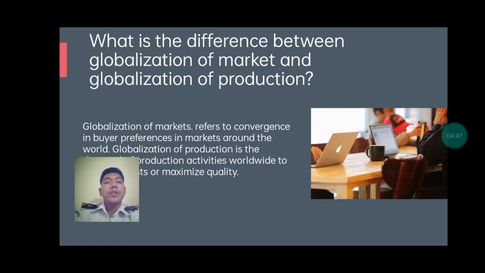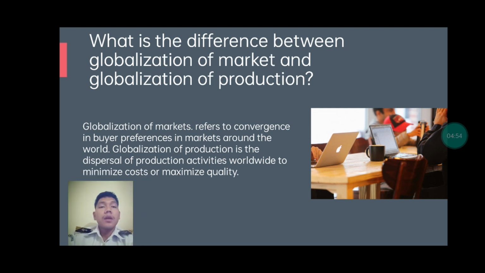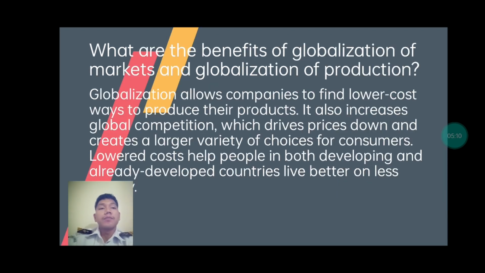So what is the difference between globalization of market and globalization of production? Globalization of markets refers to convergence in buyer preferences in markets around the world. Globalization of production is the dispersal of production activities worldwide to minimize cost or maximize quality.